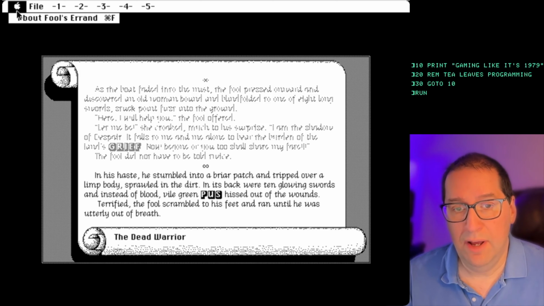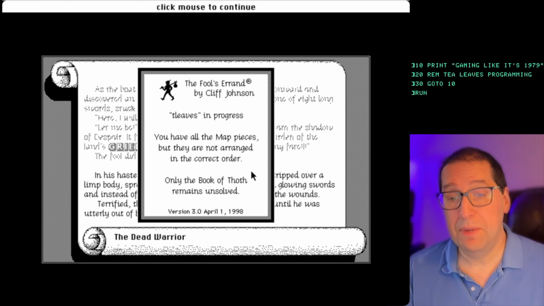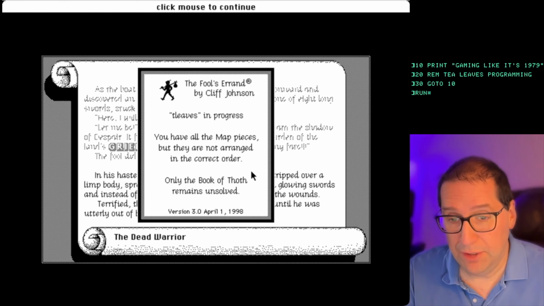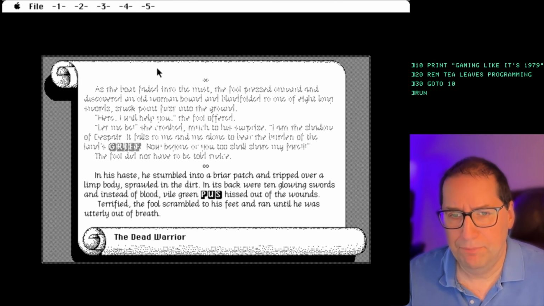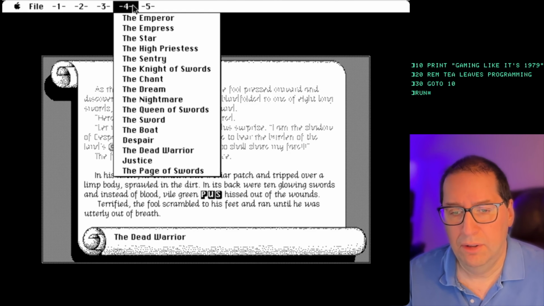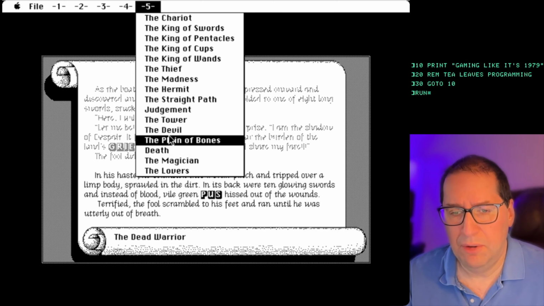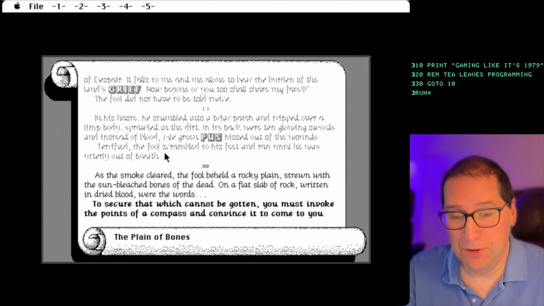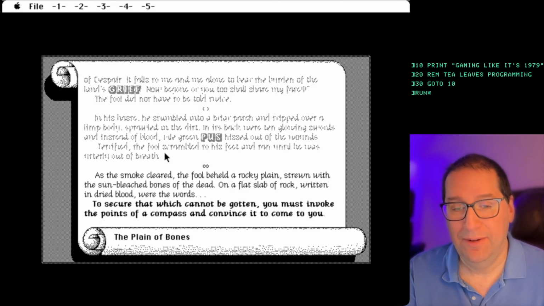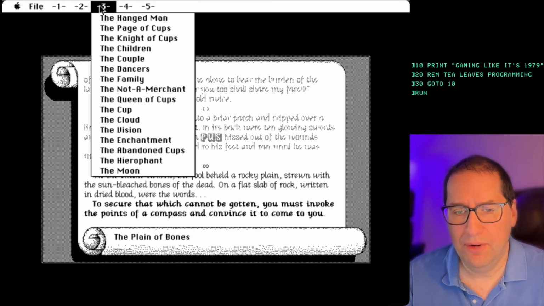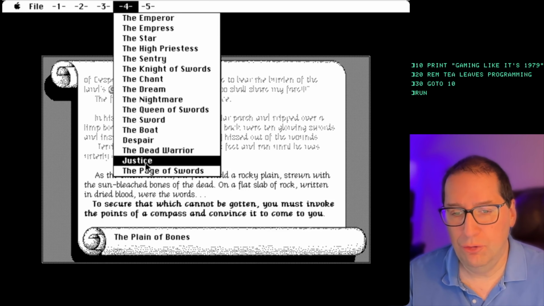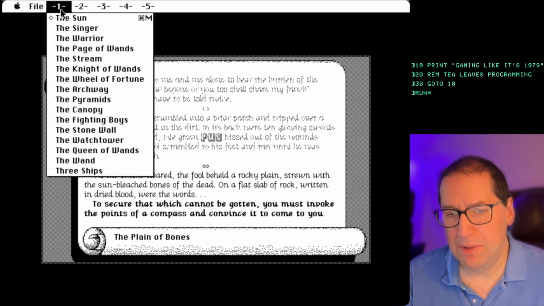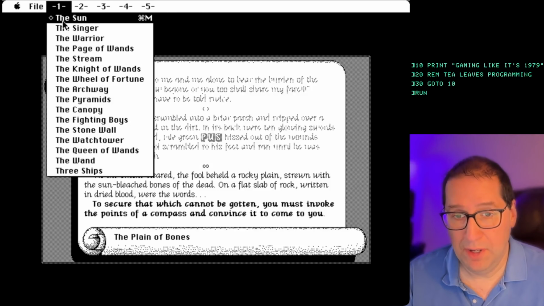All right, and so now we have all the map pieces, but they're not arranged in the correct order. Only the Book of Thoth remains unsolved. And if we go up and look here, wasn't there, did we already do that one? Right, so this annoys me because this scroll, is it this scroll? I thought it was this one, was not choosable before, but doesn't seem to have a puzzle with it. I must be misremembering. I just simply must.